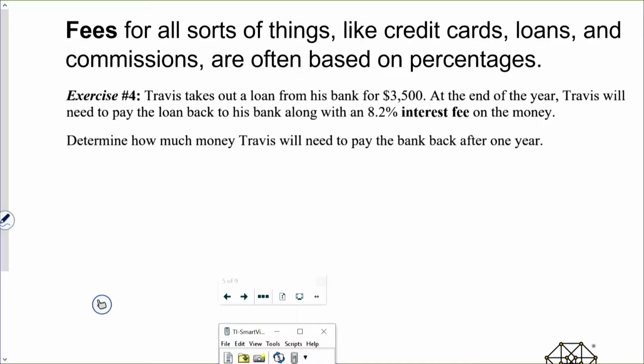Here we go. Travis takes out a loan from his bank for $3,500. At the end of the year, Travis will need to pay back the loan along with 8.2% interest fee on the money. Determine how much money Travis will need to pay the bank after 1 year.